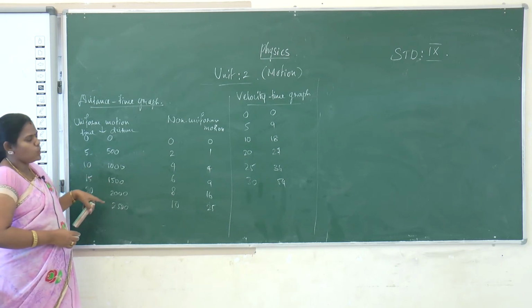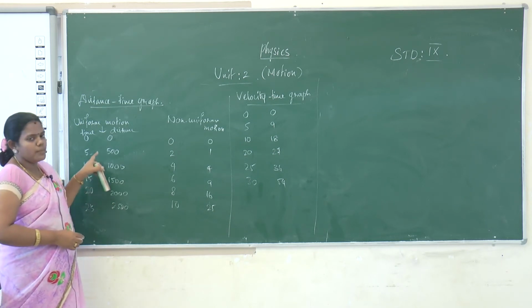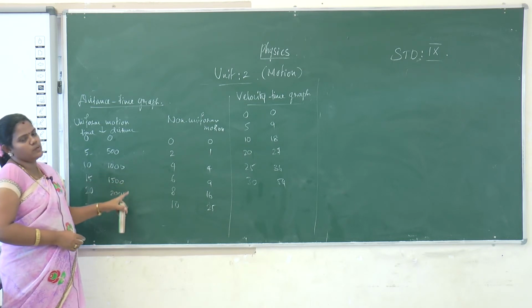It has increased by 500 each time. So the object covers equal distance in equal time.